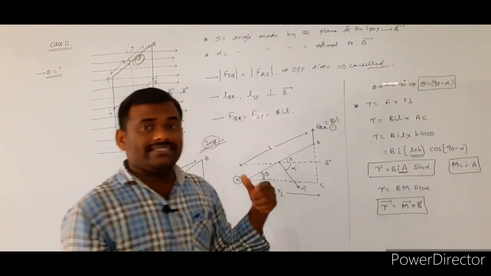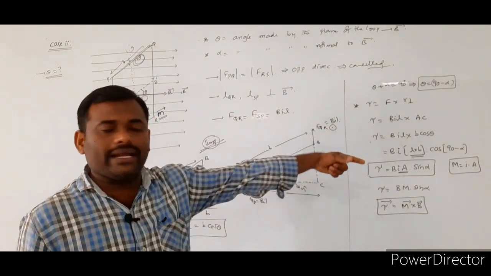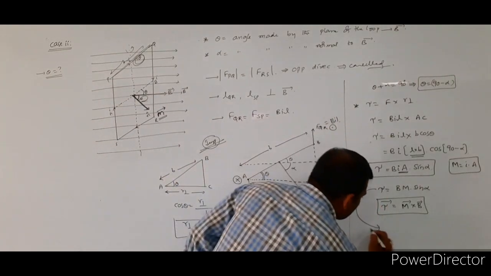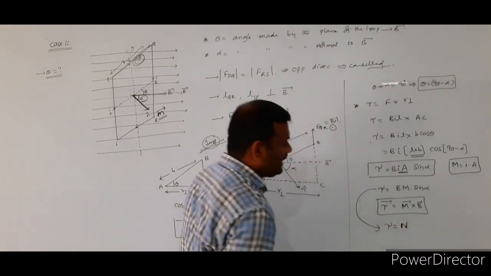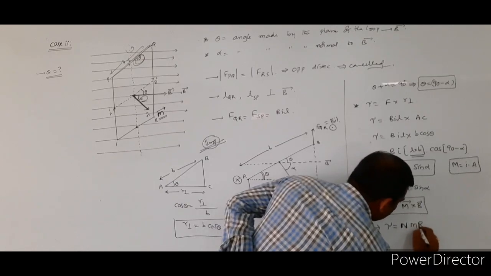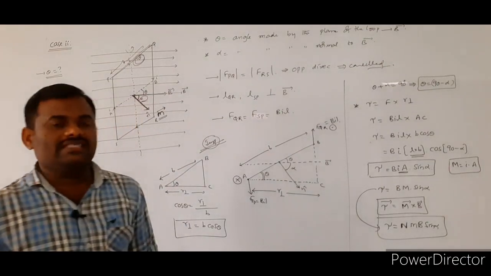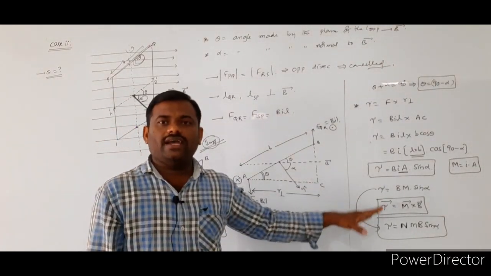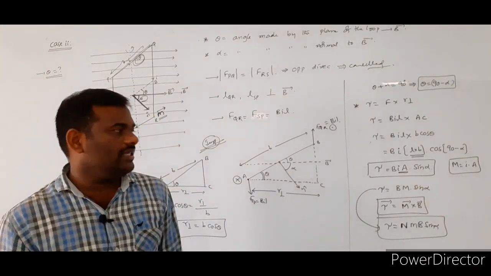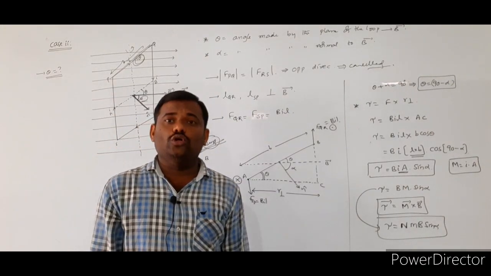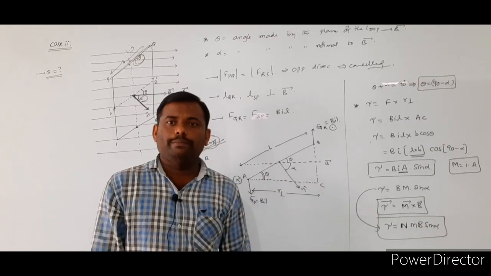If the loop consists of n number of turns, this equation becomes tau is equal to n into M into B into sin alpha, for n number of loops. So this is the final expression for the torque acting on the rectangular current carrying loop, whenever it is placed in the uniform magnetic field.